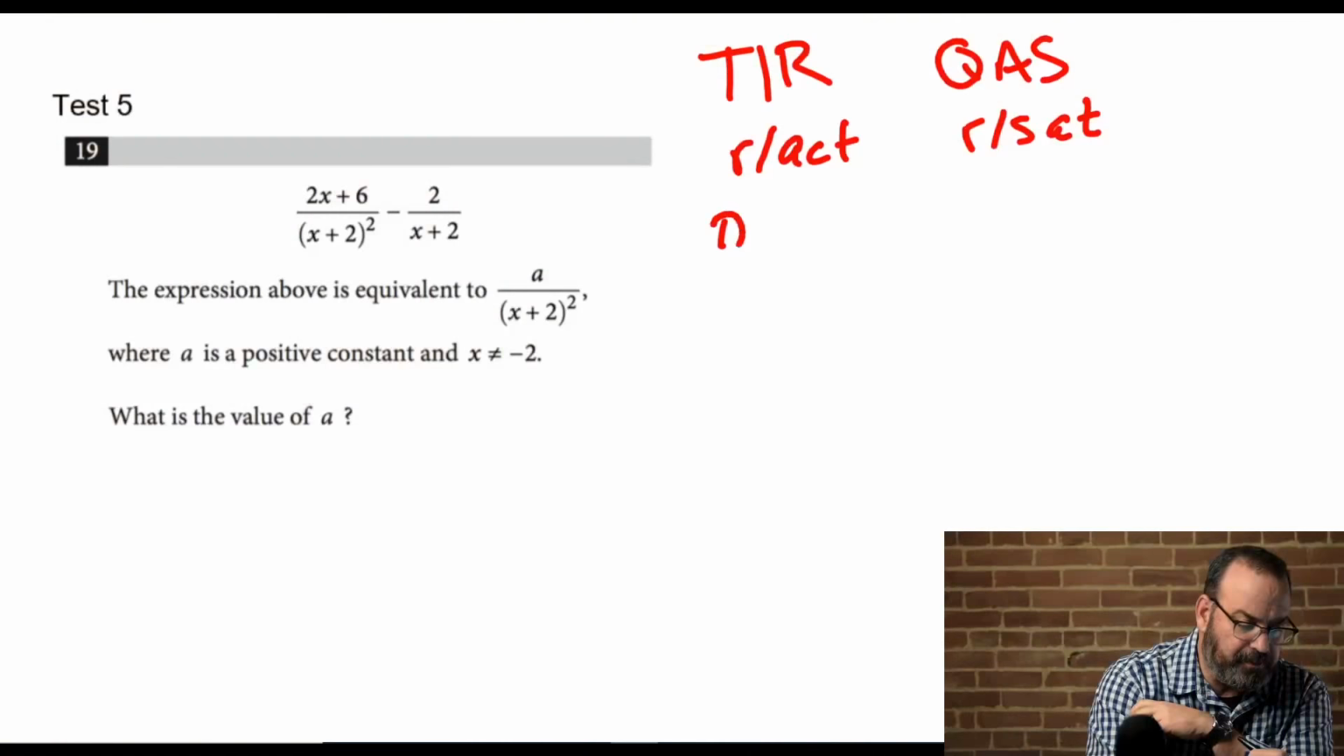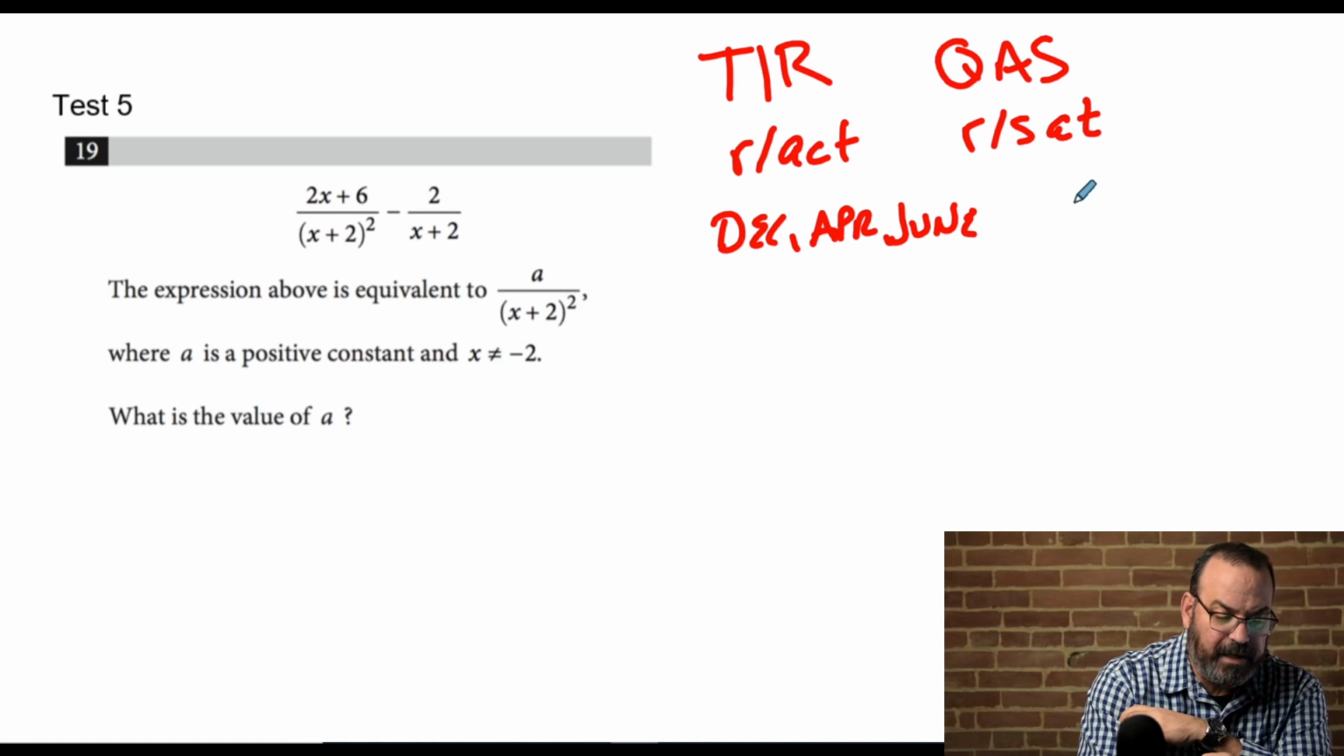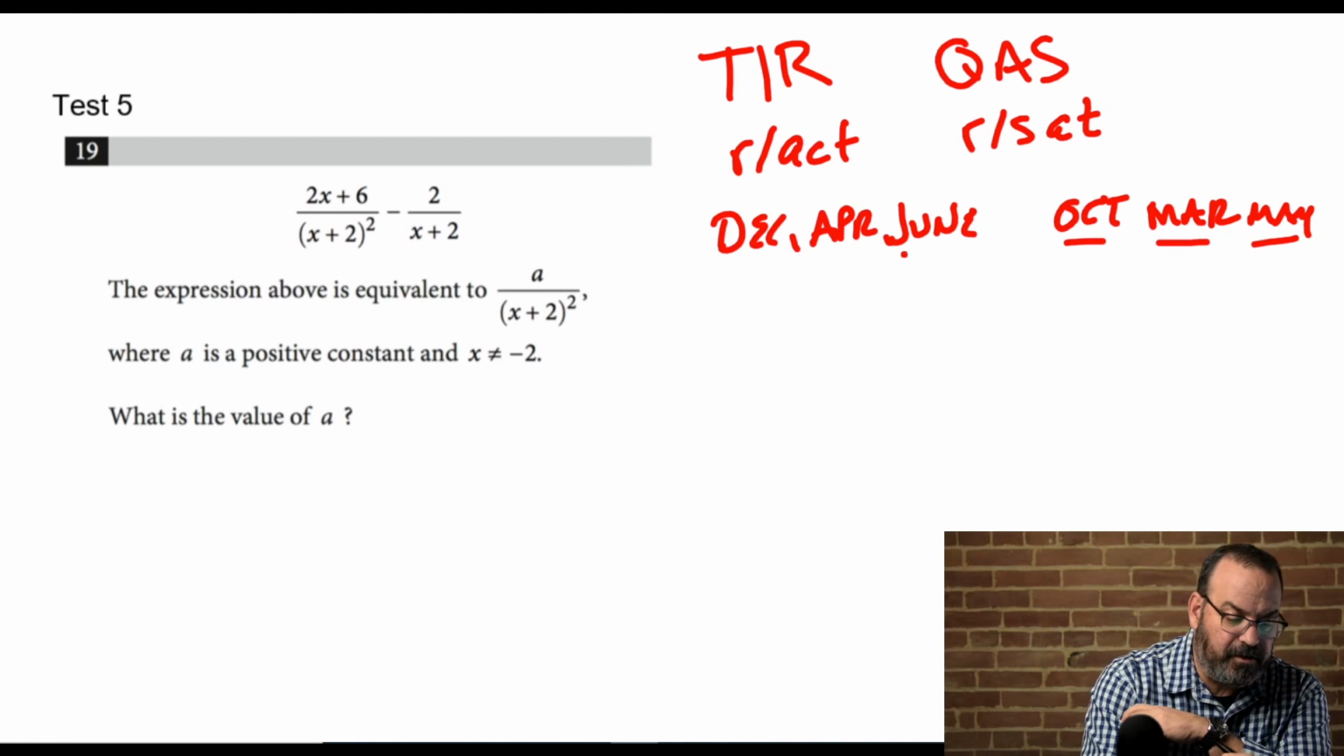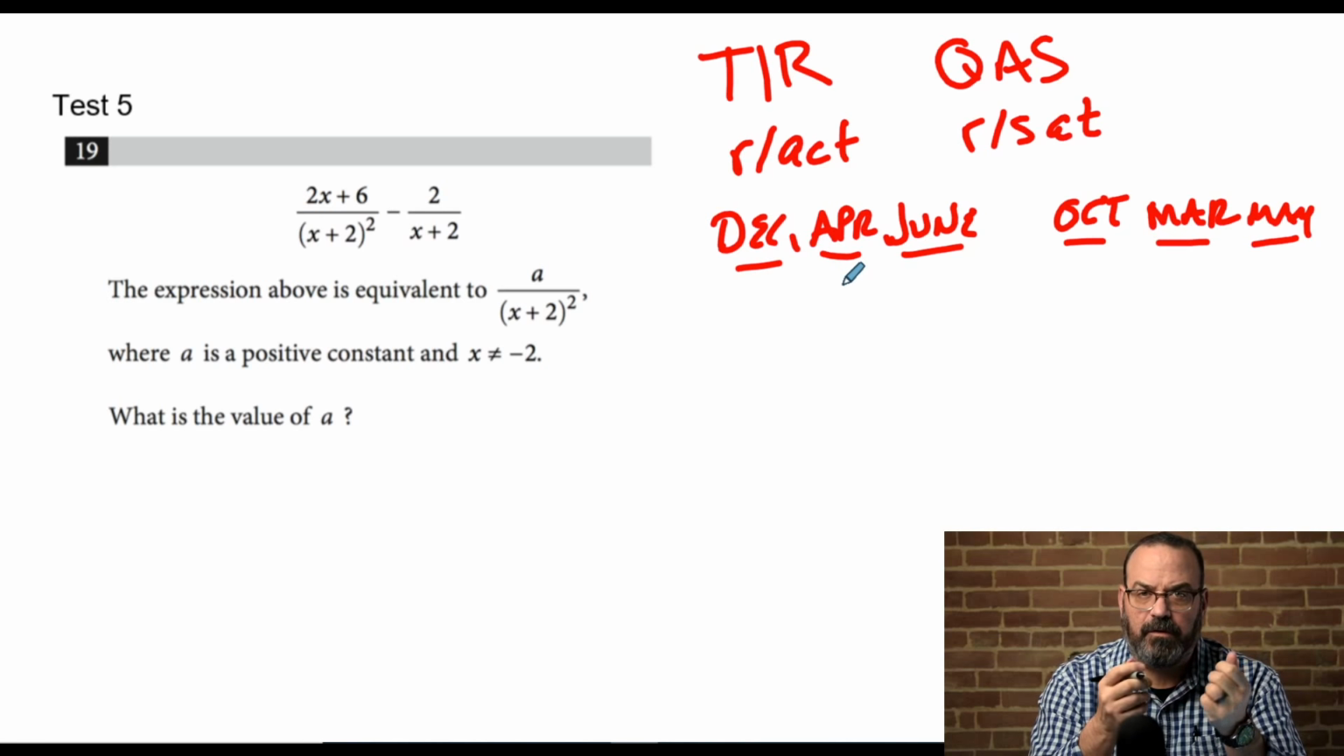The dates for the TIR are December, April, and June. I had a brain fart for a second there. For the QAS, it's October, March, and May. If you take the test on any of those days and pay an extra $20, you get your own booklet.